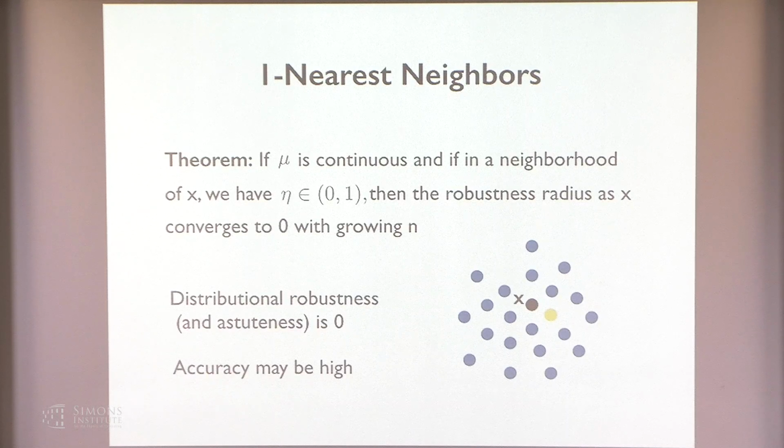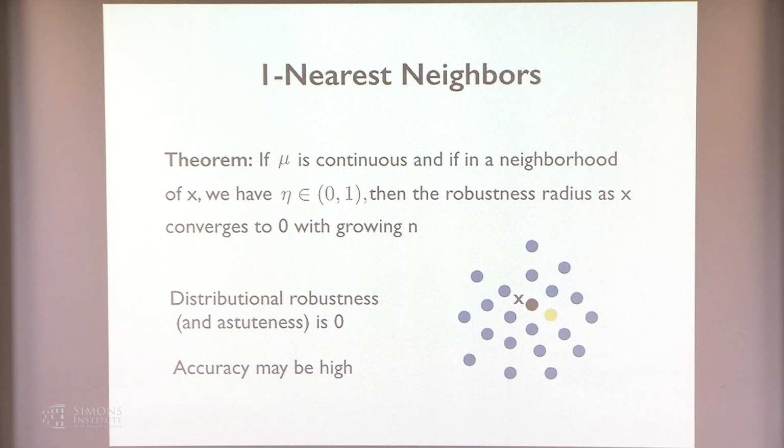Here is something that we could show. What happens with one nearest neighbor? If your mu, the distribution over x, is continuous, and if in a neighborhood of x your eta is not 0 or 1, so it lies somewhere between 0 and 1, then the robustness radius at x just converges to 0 as n grows. What this implies is that the distributional robustness of one nearest neighbor at these points is basically 0, and of course astuteness as well.